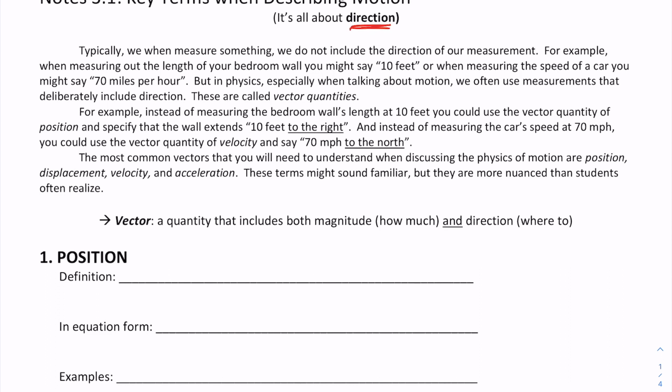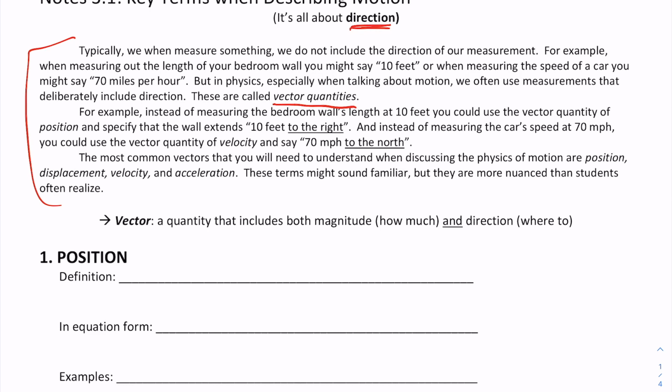So taking a look here, typically when we measure something, we do not include the direction of our measurement. For example, when measuring out the length of your bedroom wall, you might say 10 feet, or when measuring the speed of a car, you might say 70 miles an hour. But in physics, especially when talking about motion, we often use measurements that deliberately include direction, and these are called vector quantities. You might have heard of a vector before.